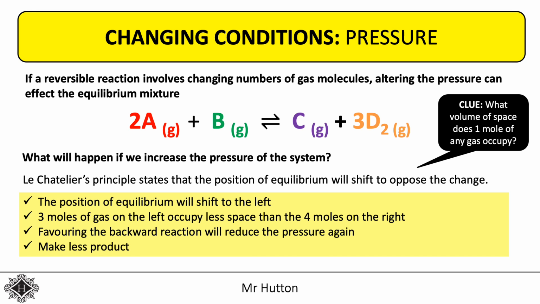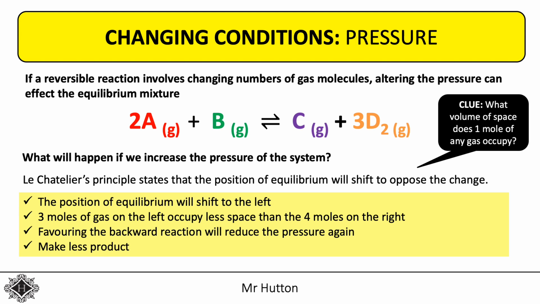It's going to go towards our reactants. This is because there's 3 moles of gas on the reactant side, and they occupy less space than the 4 moles on the right. So it's going to favour the backward reaction, to try and reduce that pressure again, to try and oppose the change. So remember Le Chatelier's principle that states that the position of equilibrium will shift to oppose the change. So in this case, we will get less product.